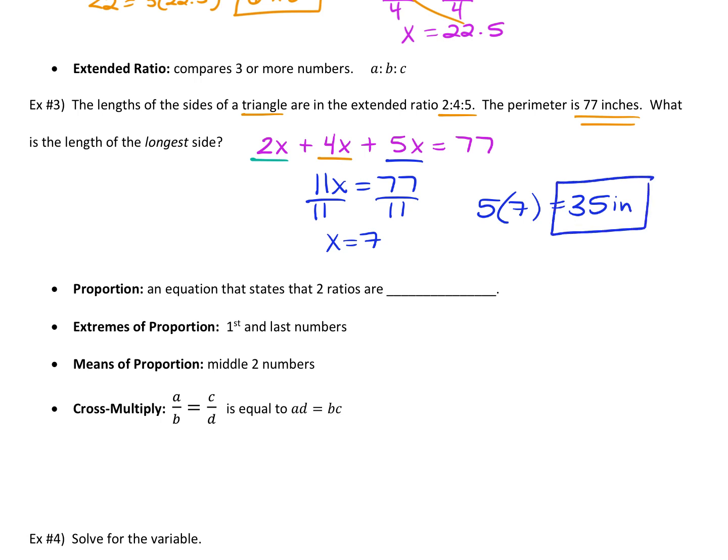Now, if you really wanted to check your work, you could plug in: 2 times 7 is 14, 4 times 7 is 28, 5 times 7 is 35. If those 3 add up to 77, you've checked your work, right? Questions on that?